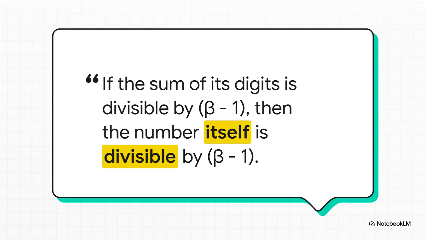Let's look at the official rule from the paper. It says, for any number in any base, we'll just call the base beta, if the sum of its digits can be divided by beta minus 1, then the original number is also divisible by beta minus 1. So, since we use base 10, our beta is 10. And beta minus 1, well, that's 9. That's why it works. It's not a trick. It's a law of mathematics.